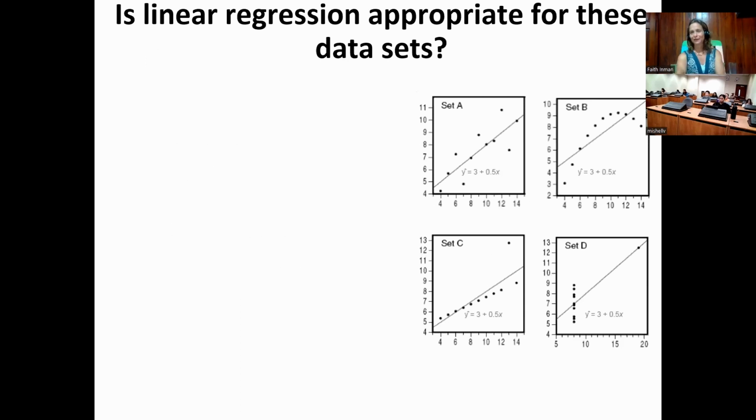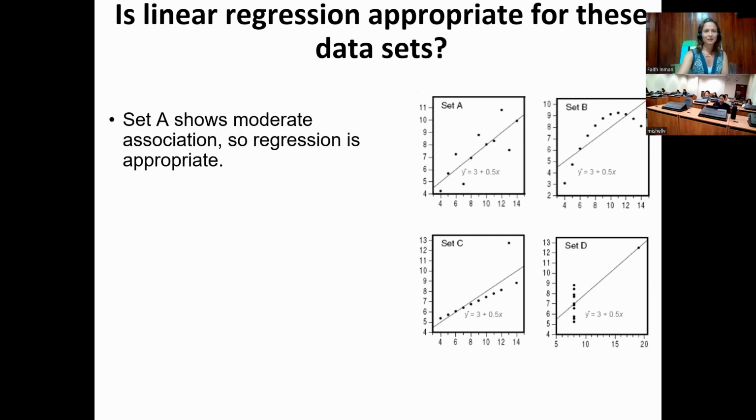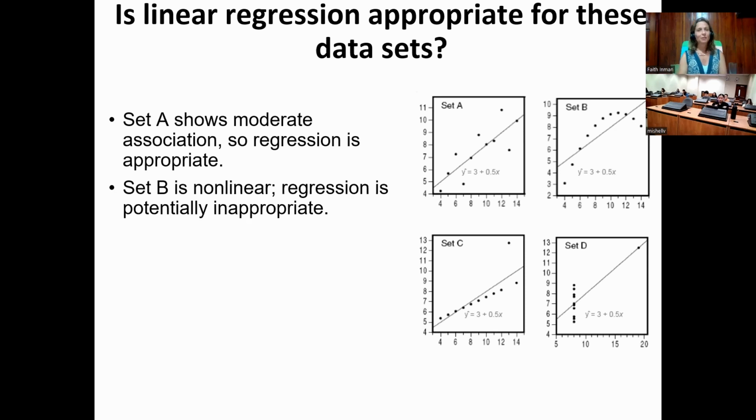All right, let's look at these four different data sets and think about, is linear regression appropriate for these data sets? Set A shows a moderate association. So you would think, okay, regression is probably appropriate. It looks like a roughly linear relationship. Set B is clearly nonlinear. Regression is probably not appropriate. It looks like a curving limit. It's maybe exponential something relationship.